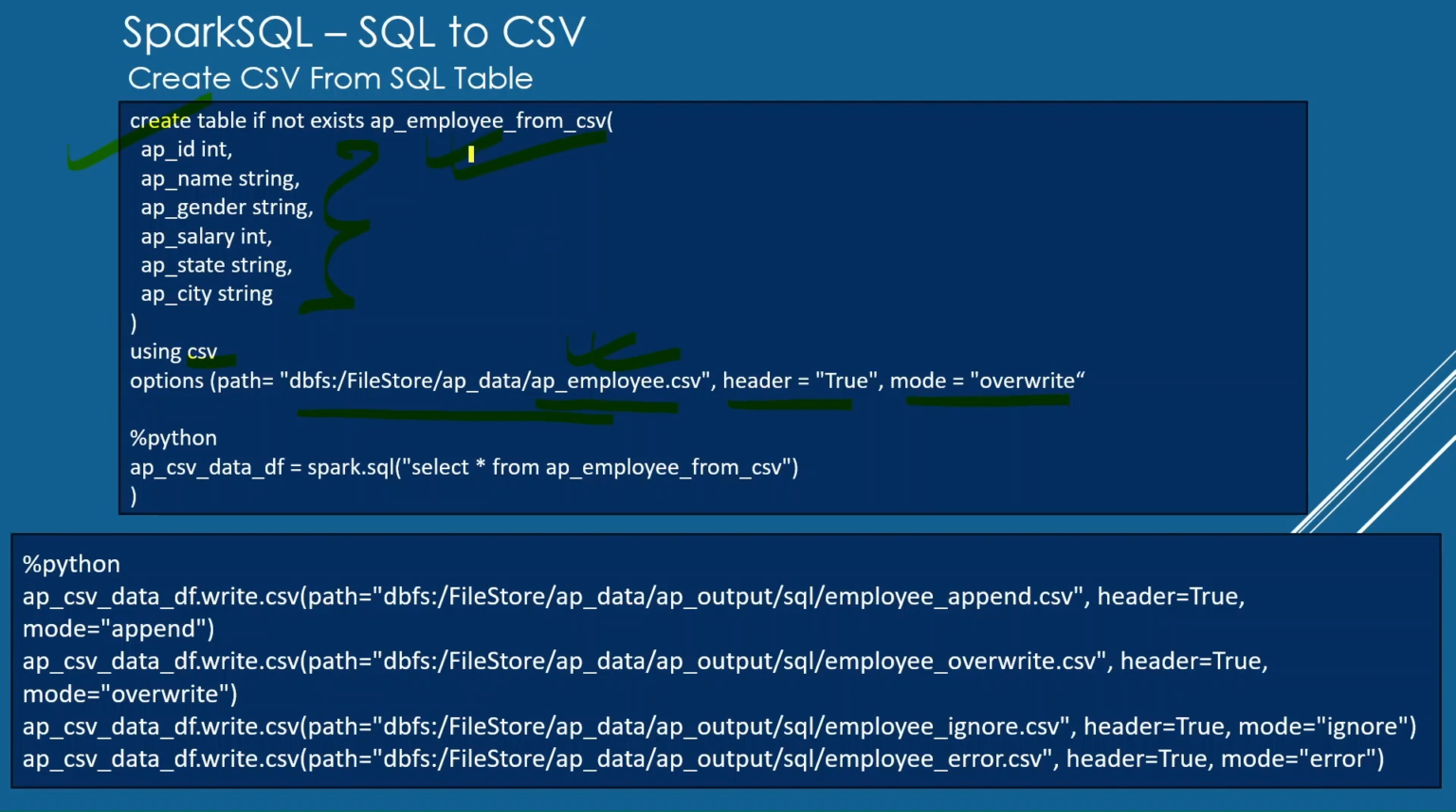Once this table gets created and the data has been populated, I am going to create a data frame with the help of Spark.SQL and fetch all the records present in this table with a select star from AP employee CSV. Then in the Python language, I am going to write this data frame with the help of the write function. I will create this CSV file.